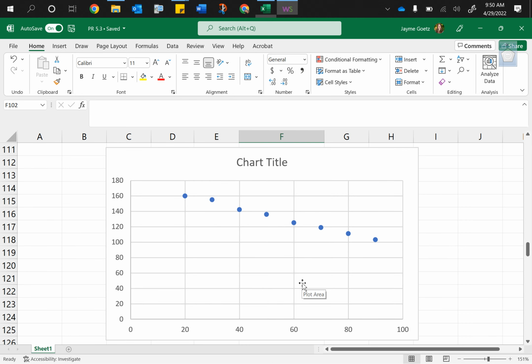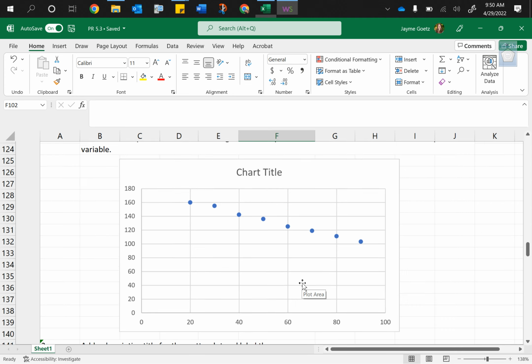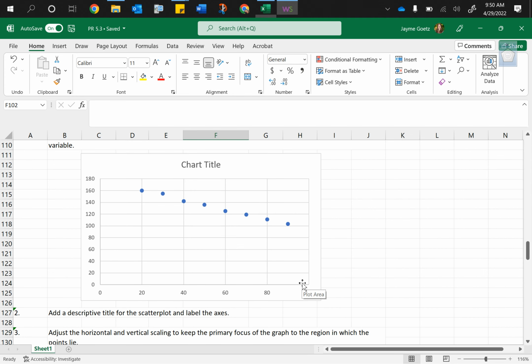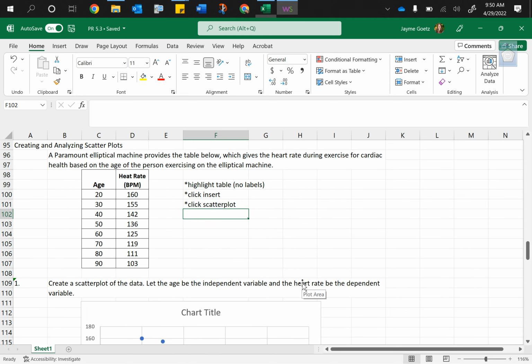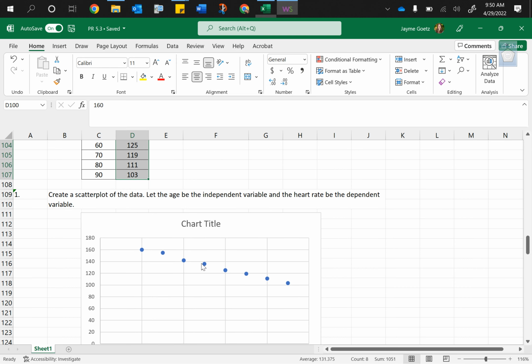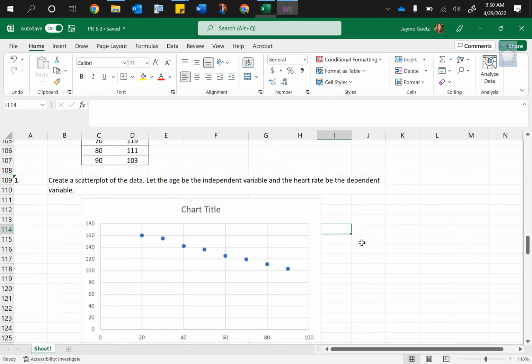Now, look at this scatter plot. I'm going to zoom out so we can see it all at once. Is that a good scatter plot? Do you guys think it's a good representation? First of all, let's look at the points. If we look at this table, as age increases, 20, 30, 40, 50, what's happening to the heart rate in beats per minute? They're going down. Do the dots reflect that? Yes. I think that's great.